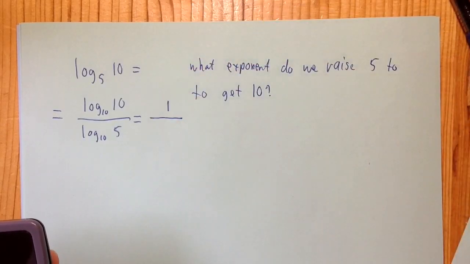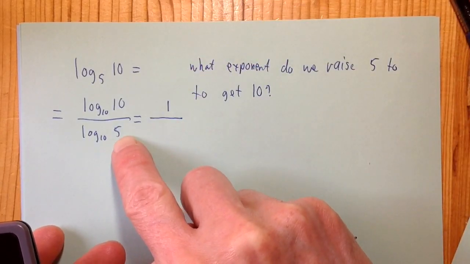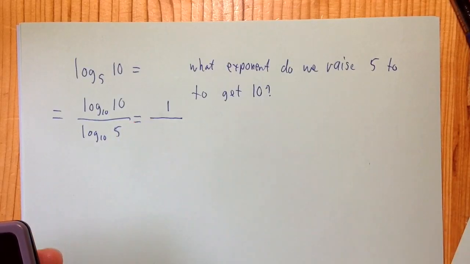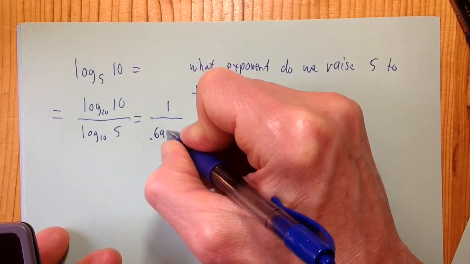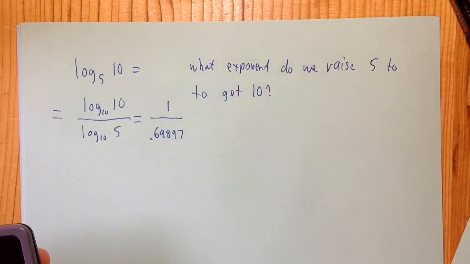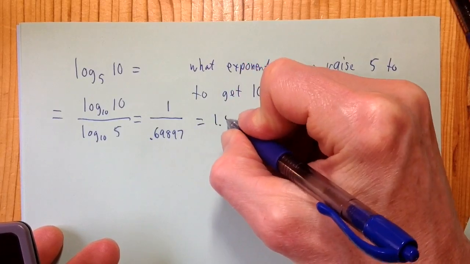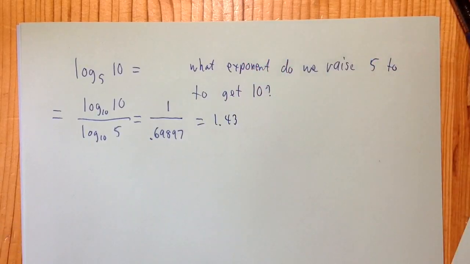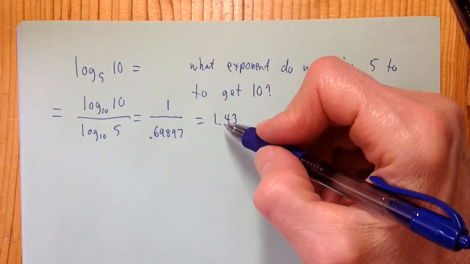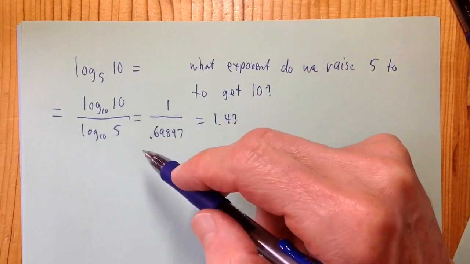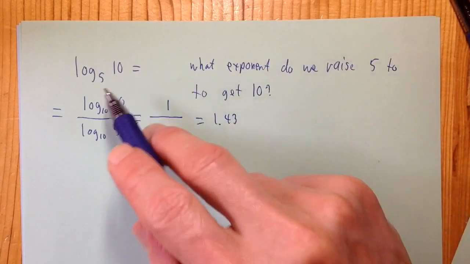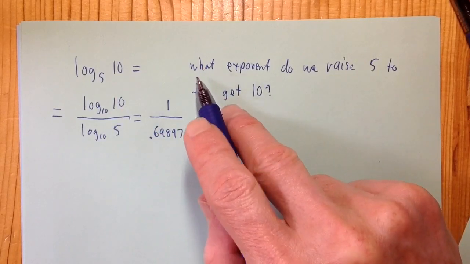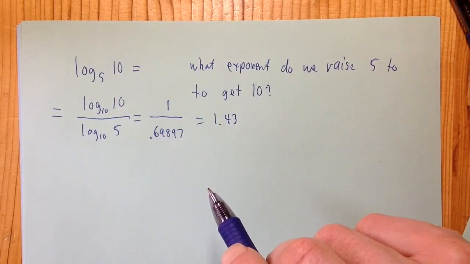And then log base 10 of 5: what power do I raise 10 to get 5? It's going to be less than 1, because 10 to the 1 is 10, so it's going to be less than 1. I plug that in, and I get 0.69897, and I divide those two, and I get 1.43. Good enough. So if you don't have the log button in your calculator, you're okay, because you can just use this relationship: the log of the number divided by the log of the base. And again, the whole idea of logarithms is that they're the inverse function of exponents, and they ask you, what exponent do we raise 5 to get 10?